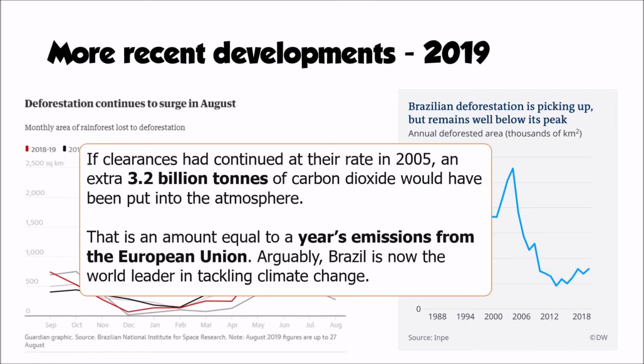If though rates of deforestation had continued at the level that they were in 2005, we would have seen an extra 3.2 billion tonnes of carbon dioxide being put into the atmosphere. That's equivalent to a year's emissions from the entire European Union. So even though things have maybe taken a little bit of a step backwards, we still really must understand that Brazil is arguably still very much a world leader in terms of tackling climate change by reducing deforestation.